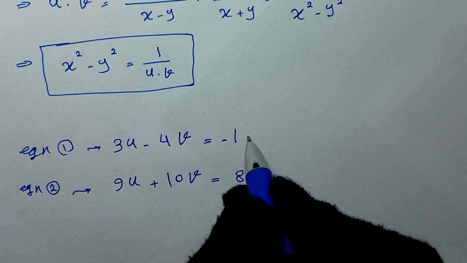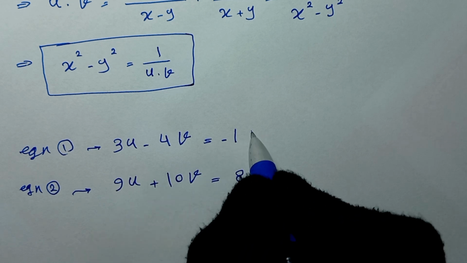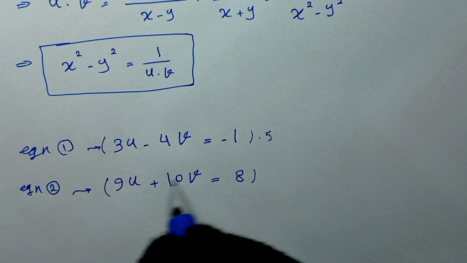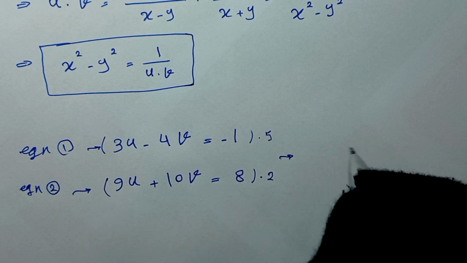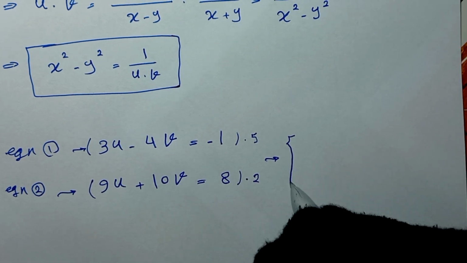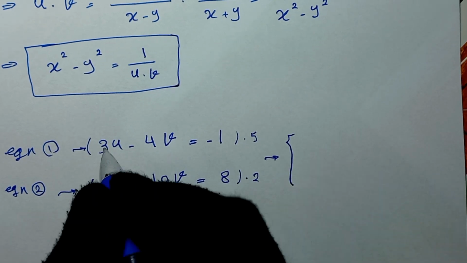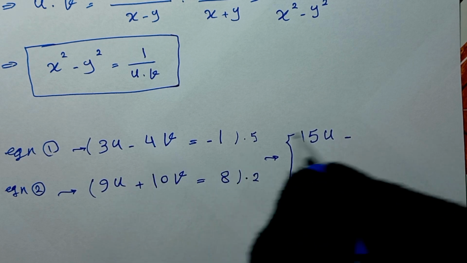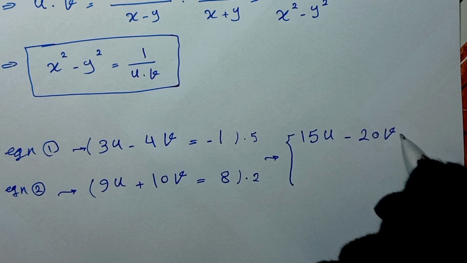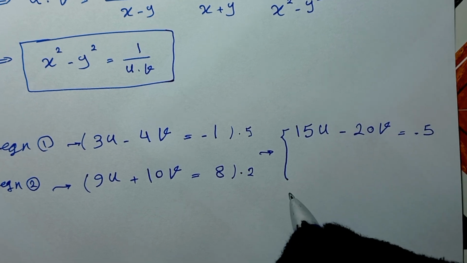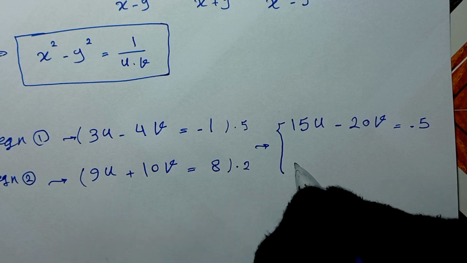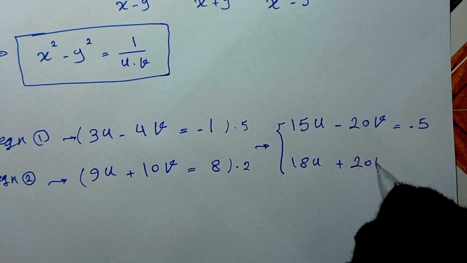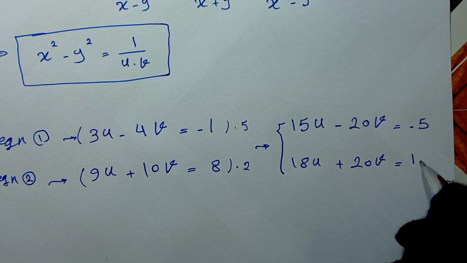And here we multiply this equation by 5. So this by 5 and this equation we multiply by 2. So it will be in here. This by 5 it will be 3 times 5 is 15u minus 4 times 5 is 20v is equal to negative 5. And this equation by 2 it will be 18u plus 20v is equal to 16.